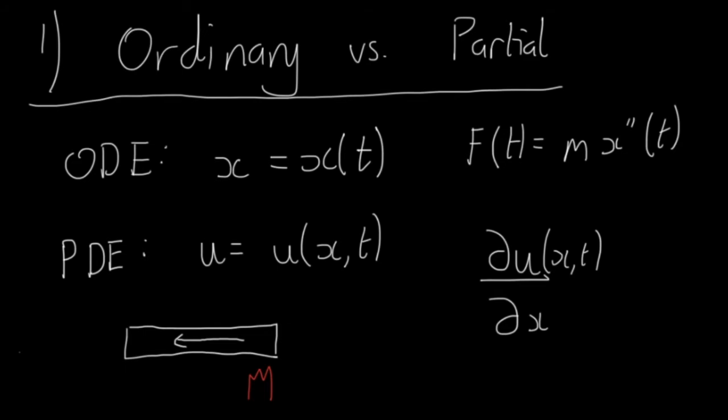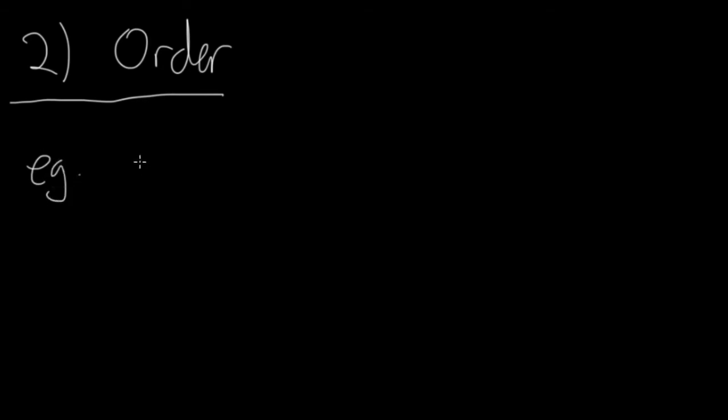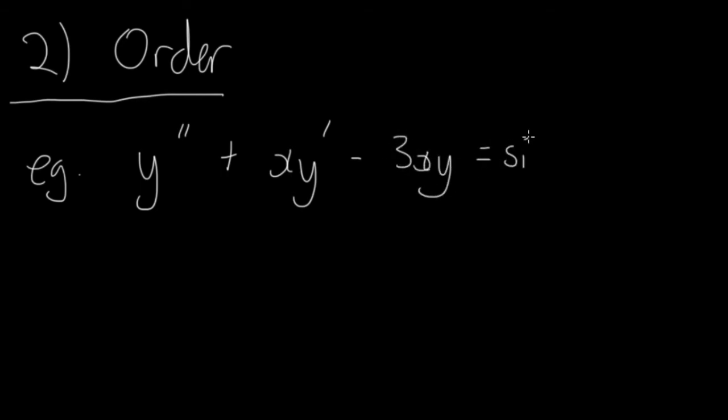Next, we're going to talk about the order of a differential equation. The order of a differential equation is the highest derivative present in the equation. So we're going to do this by example. Suppose we have this differential equation, equals sin x. So here, y is our dependent variable, and its derivatives are in terms of x. So this would be an ODE.